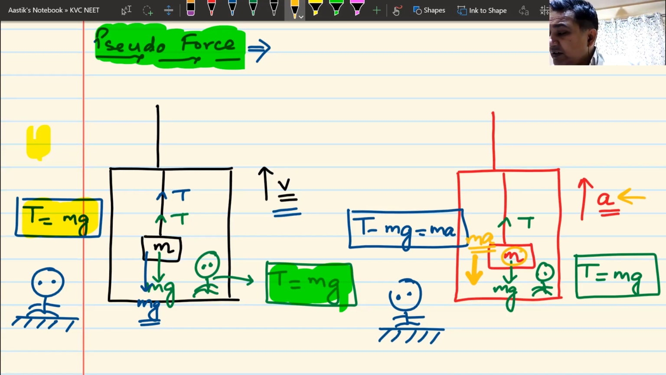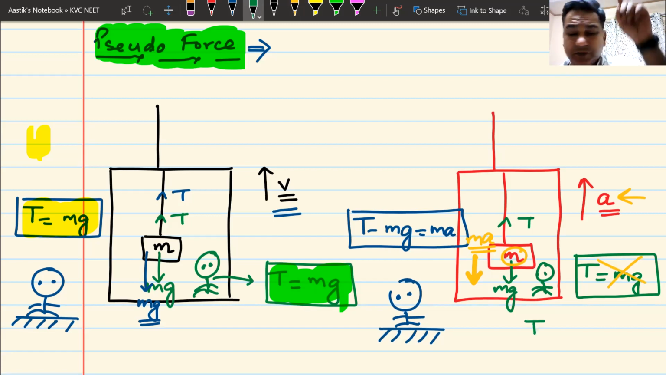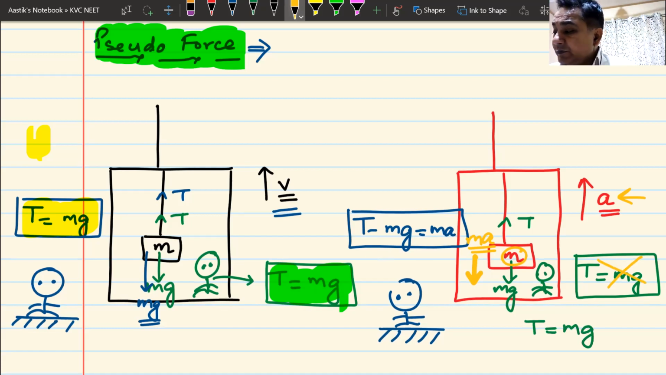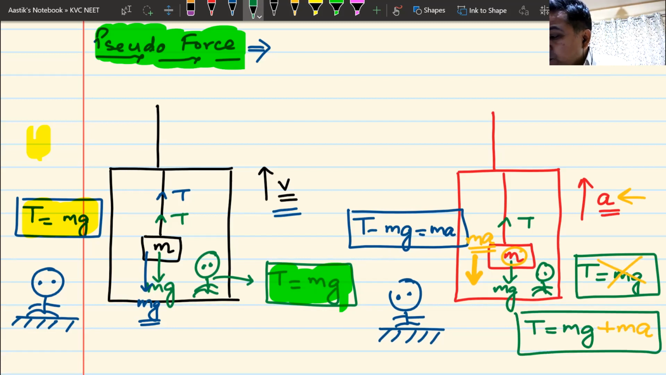Now, what is the equation he writes? This is the wrong equation. He sees T upwards. T is a real force, so I am writing it in green. Mg is a real force, written in green, plus Ma. This is the pseudo force. The magnitude is M into A, and the direction is downwards because the acceleration is upwards.